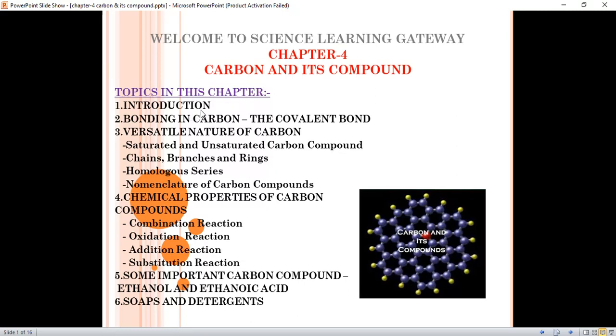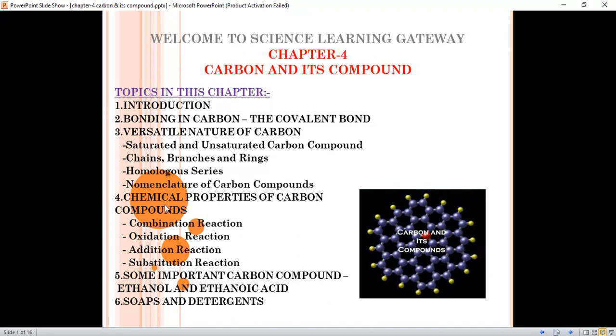First we'll discuss a little about carbon and its compounds in the introduction part. Second topic is bonding in carbon, which type of bond is present. That is the covalent bond. About the covalent bond we will study. Next topic is the versatile nature of carbon. In that we will study saturated and unsaturated carbon compounds, chains, branches and rings, homologous series, nomenclature of carbon compounds.